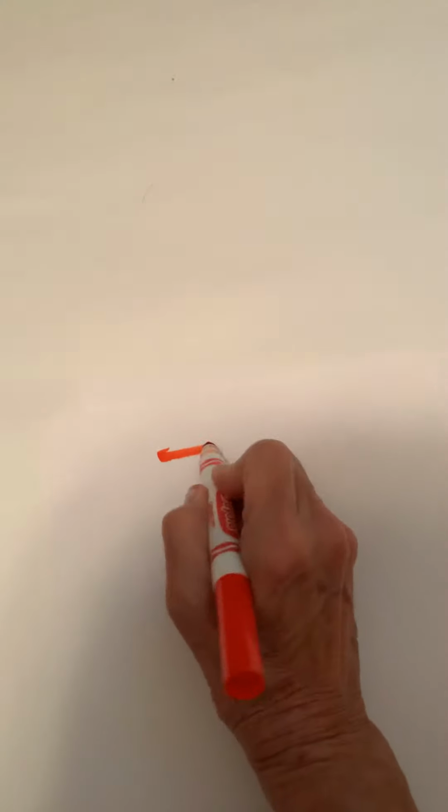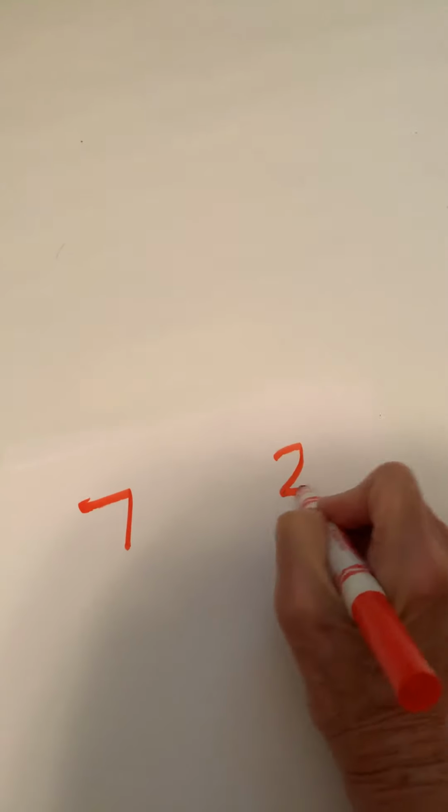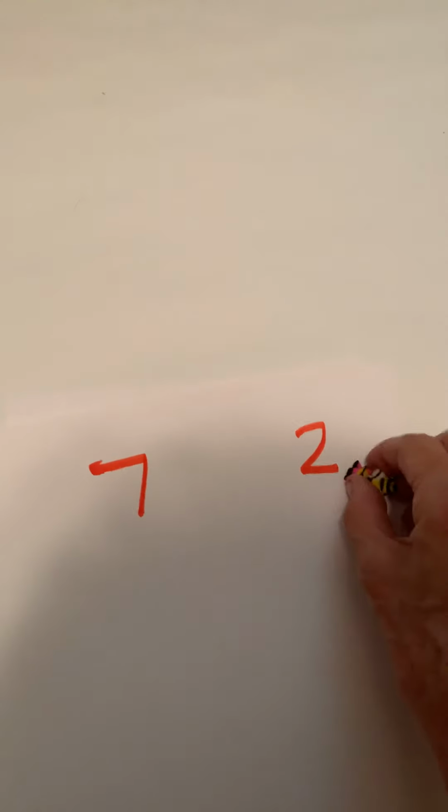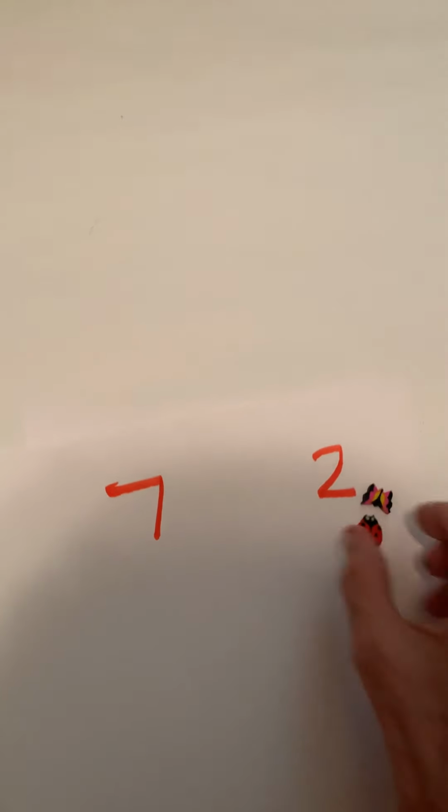Now, another way to compare numbers is to just write the number down. So let's do that. Let's see. Let's put a 7 and a 2. Okay, which number is bigger? Okay, you know what? Let's put some erasers and see. So here I'm going to have 2. Okay, and here I'm going to put 7.